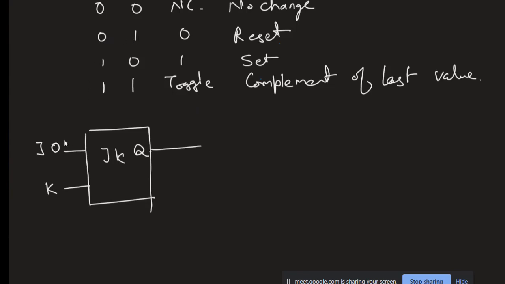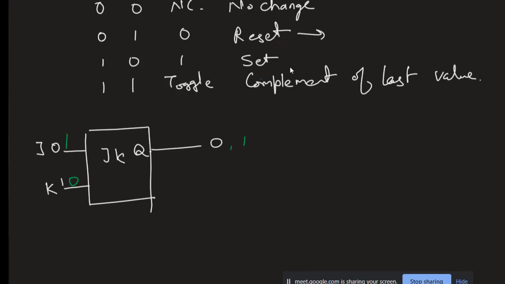Another combination I am using: J is 1 and K is 0. That time output will be 1, and you also call this kind of combination a set. Output is set. Okay, I am mentioning this comment for the output, so output is set. Let's have the third combination.